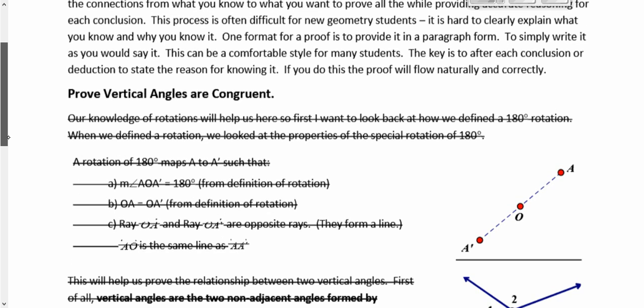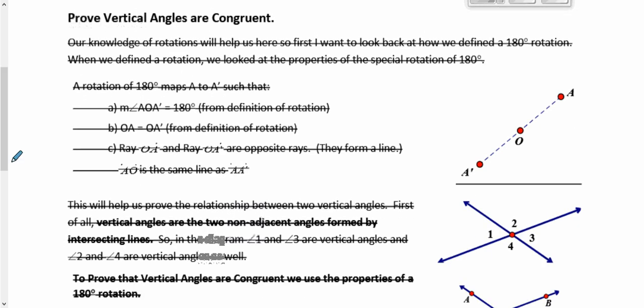I crossed this section out here, but one way to prove that vertical angles are congruent, I'll touch on this very quickly. Angle 1 would be congruent to angle 3 here, right? Because they're vertical angles. Well, can you think of a way to justify that through maybe one of the transformations that we did? Is there a transformation that would map angle 1 onto angle 3? I'd say probably a rotation.